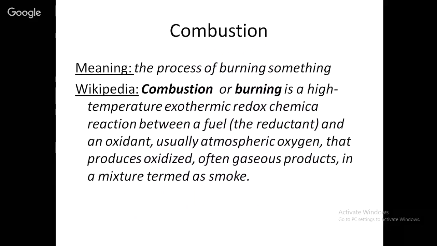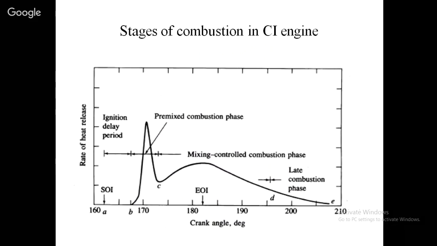Now, to consider how combustion takes place in a compression ignition engine, look at this diagram. This diagram is between rate of heat release and crank angle. On the vertical axis there is the rate of heat release, and on the horizontal one there is an increment in the crank angle. If you are able to see on this diagram, there is a point A, which is also showing SOI. It means start of the injection process.